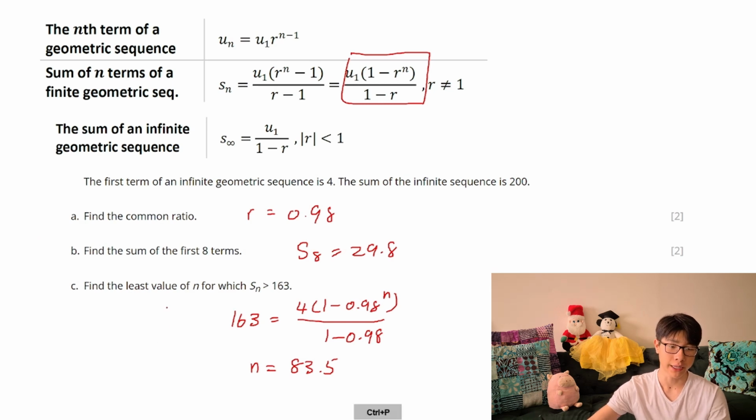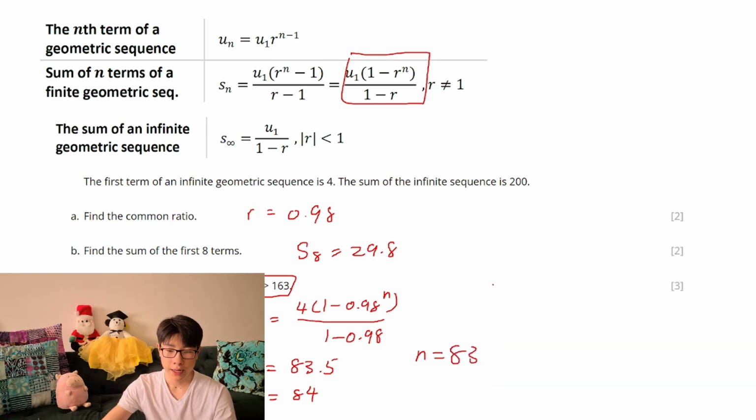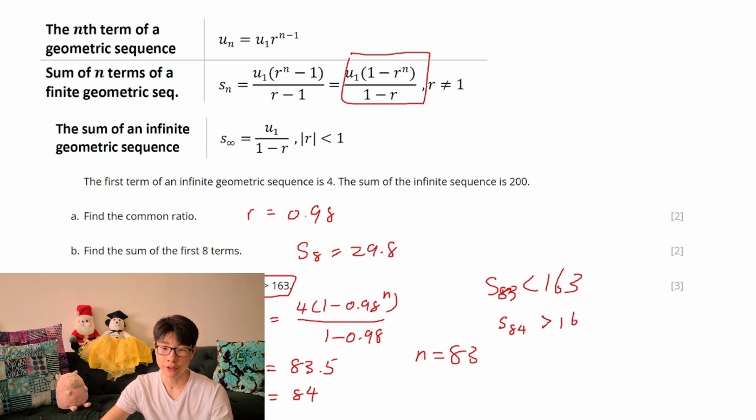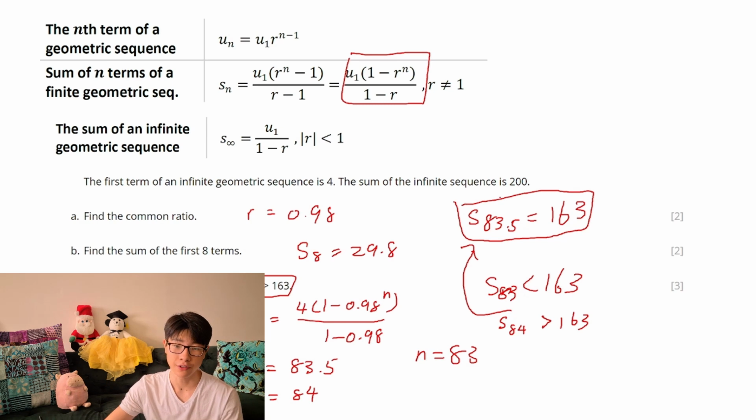So going back to this concept, if we want to find the least value of n which is greater than this, we must be rounding up. Because if we chose n to be 83, then Sn would be slightly less than 163. So S83 would be less, whereas S84 would be greater than 163. And we know this because in between, we got S83.5, which doesn't actually exist, equal to 163. So the 83.5th term is equal to 163.